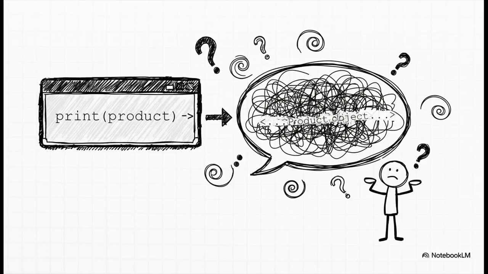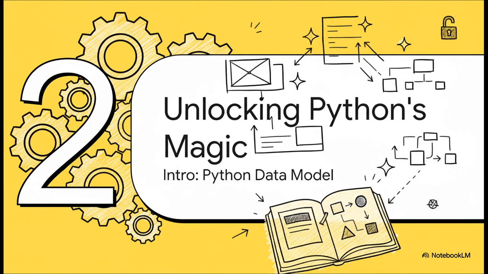I mean, sure, it tells me it's a product object and where it is in memory, but that tells me absolutely nothing about the actual product. It's totally useless for debugging, right? So how do we fix this?